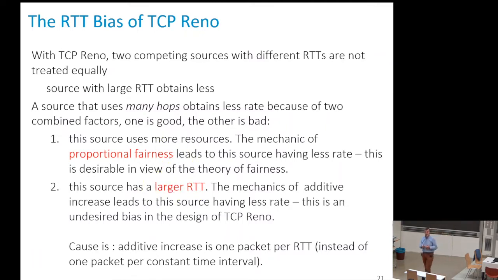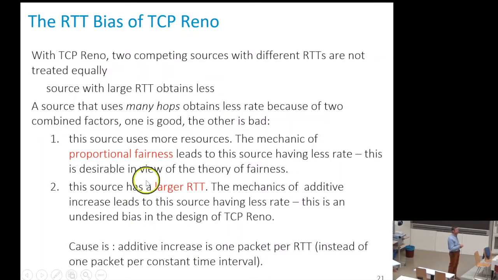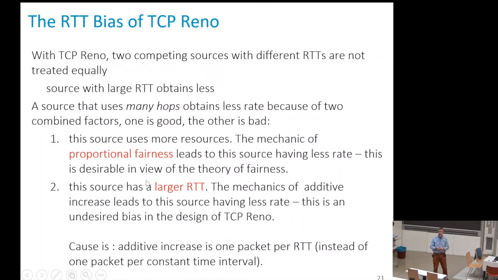And as we have seen in the previous example, we had two sources that were competing against exactly the same bottleneck. So this is an undesired bias. But that's a reality today. It's a problem of TCP Reno and of practically all other versions of congestion control in the internet.